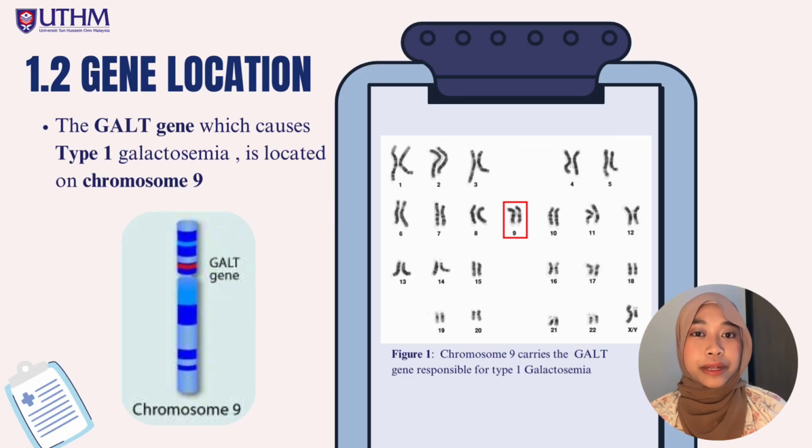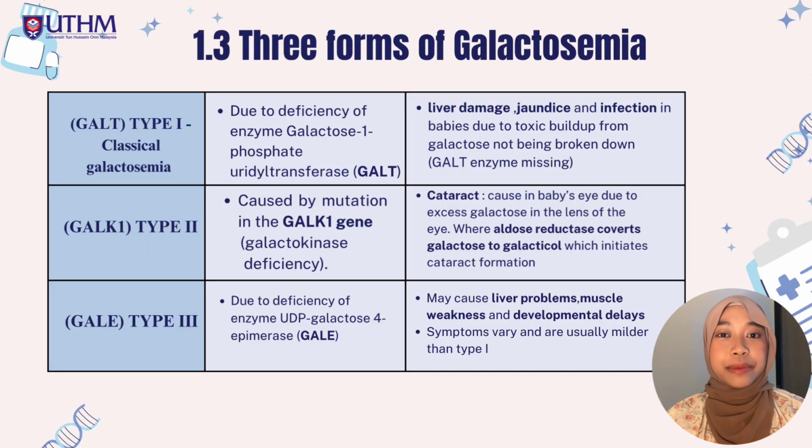The gene most commonly involved in galactosemia is called GALT, which stands for galactose-1-phosphate uridyl transferase. As shown in figure 1, this gene is found on chromosome 9. When this gene has mutations, the body cannot produce the GALT enzyme needed to process galactose, leading to type 1 or classical galactosemia. There are three main types of galactosemia, each caused by a different enzyme deficiency.